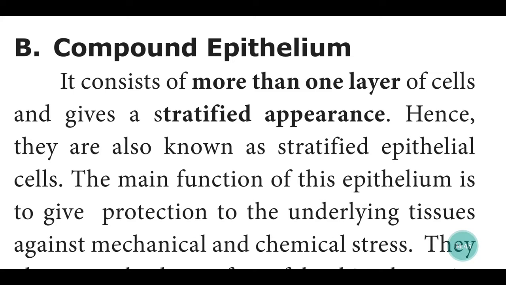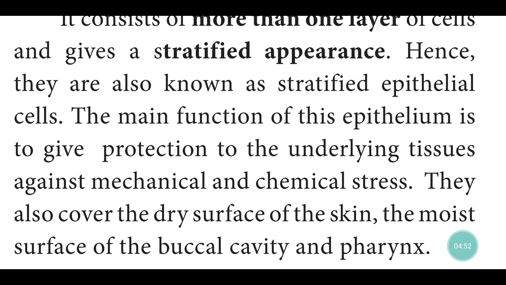The main function of this epithelium is to give protection to the underlying tissues against mechanical and chemical stress. What is mechanical stress? For example, we often use our hands. The hand also consists of several cells, and the cells should not be damaged, so this compound epithelium has several layers. Chemical stress: when we apply some chemicals, maybe perfume, or are exposed to some chemicals, our skin should not be damaged. Wherever there is a chance of cell damage, this kind of epithelium protects us.